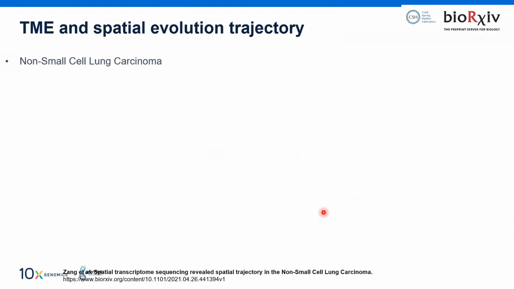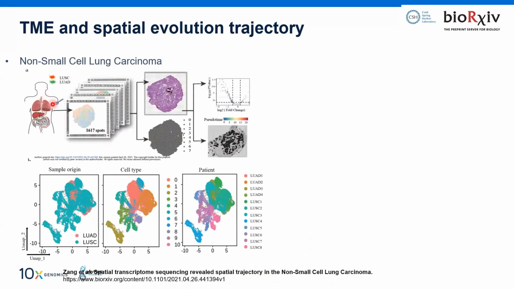Now, with an example, I would like to show what type of data you are able to generate. This is a portion of a paper. You can refer to it on the slide; they revealed the spatial trajectory of non-small cell lung carcinoma. So what exactly did they do? They took tumor samples from 12 different patients, and the categories were small cell lung carcinoma and adenocarcinoma.